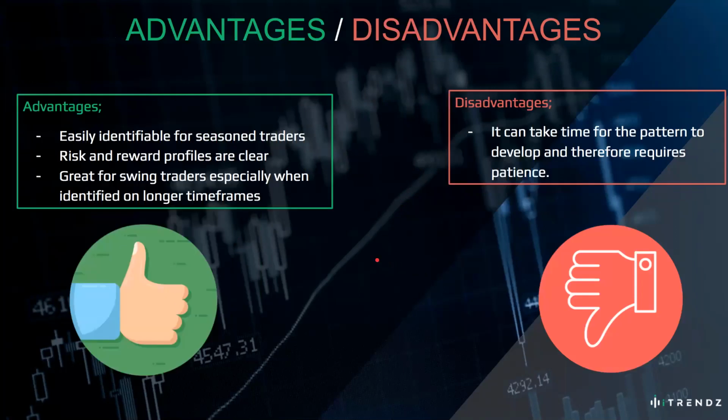Some advantages and disadvantages of the cup and handle. Well, one advantage is that it's easily identifiable for seasoned traders. I'm sure if you are a seasoned trader, you've seen this, especially now that you see it on the screen here, you probably are like, oh, wow, I've seen that pattern a lot. Risk to reward ratio profiles are very, very clear. And it's great for swing traders, especially when it's identified on longer time frames. Some disadvantages are that it can take time for the pattern to develop and therefore requires a little bit of patience. And one added disadvantage that's not on here is that it could be a little difficult for a non-seasoned or new trader to correctly identify the cup and handle.